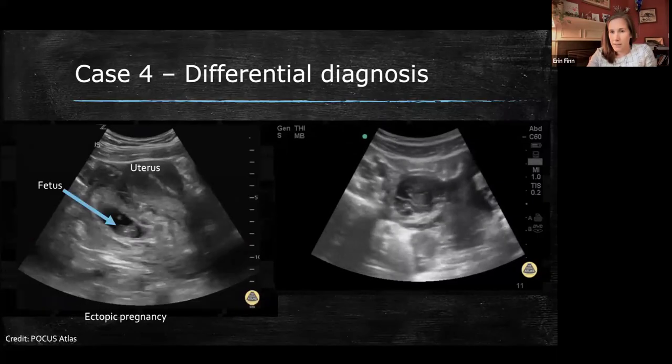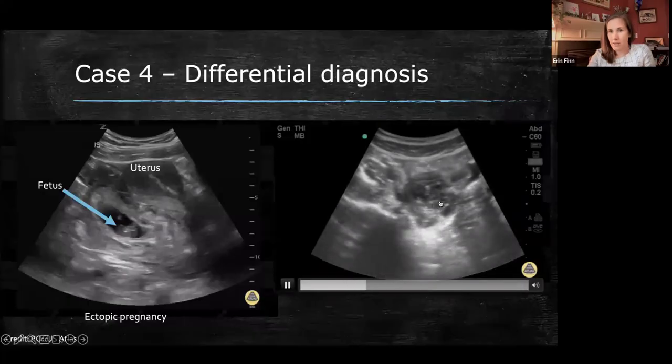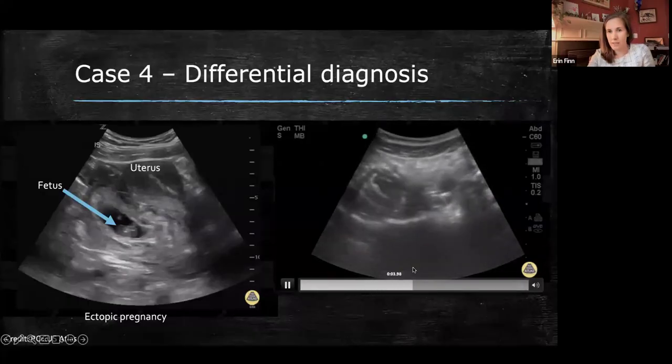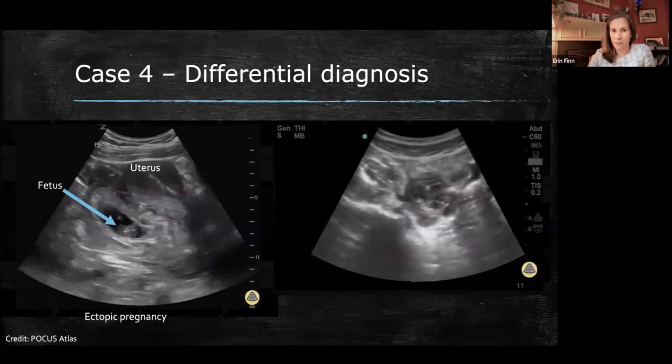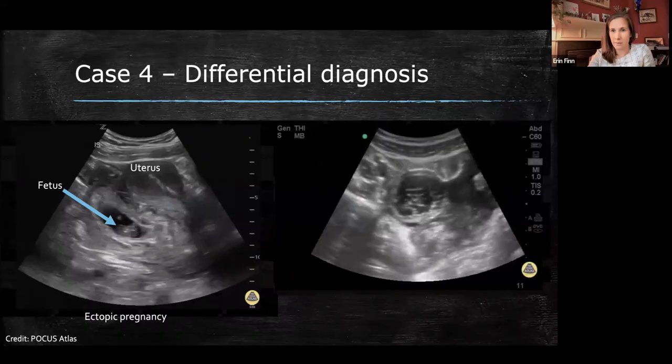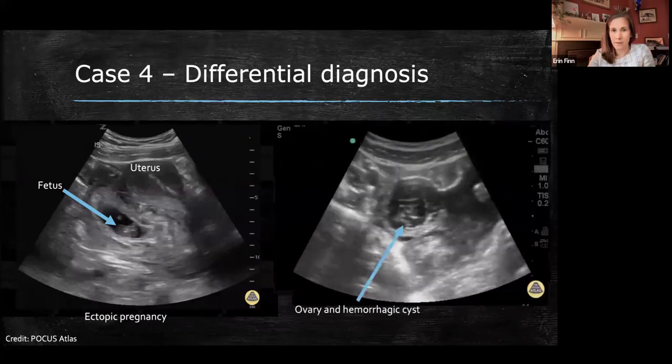And then on the right, this looks relatively similar to what we had. So this is also a ruptured hemorrhagic cyst. But you want to get that urine pregnancy test or the serum pregnancy, whichever you can get really quickly. And that'll help with your differential.